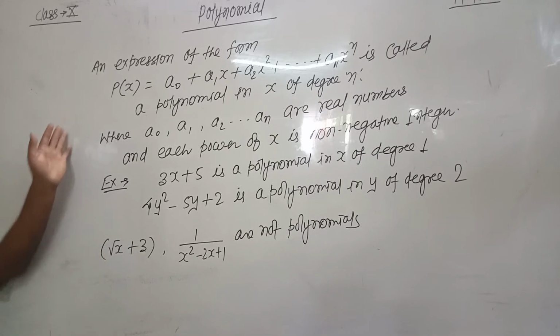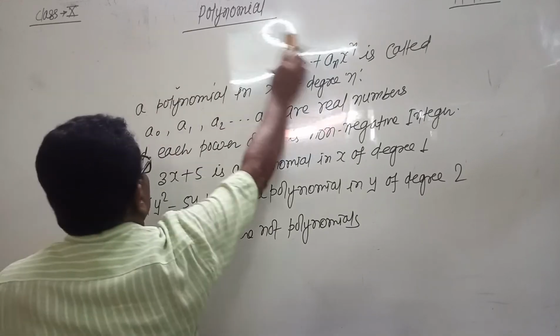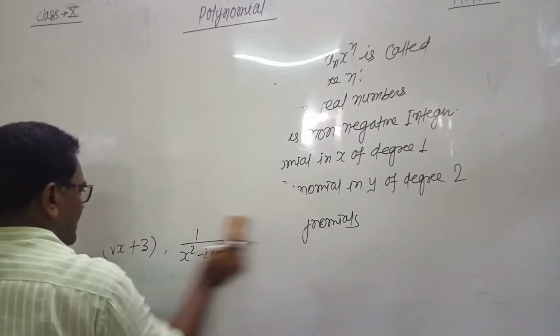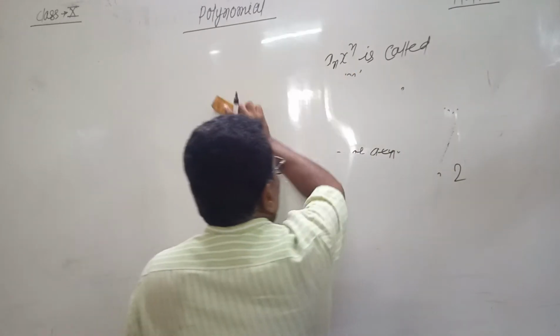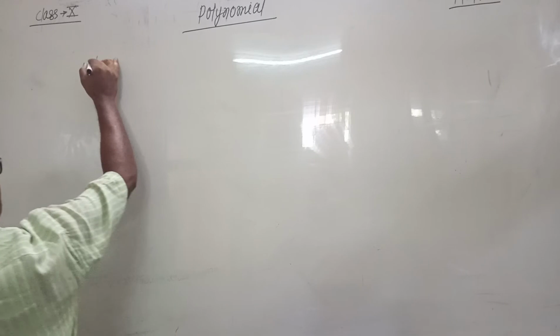So this is the basic concept about the polynomial. A polynomial in x is written as a0 plus a1x plus a2x square plus dash dash an x^n, where a0, a1, a2, an are real numbers and the power of x should be non-negative integers. Now we will discuss the types of polynomial.